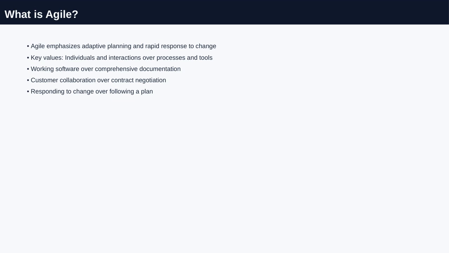It prioritizes delivering working software regularly, instead of getting caught up in exhaustive documentation. Agile also emphasizes close collaboration with customers throughout the project instead of sticking rigidly to contracts. Above all, it values responding to change actively rather than following a fixed plan no matter what happens. This approach helps teams stay aligned with real needs and deliver value faster.